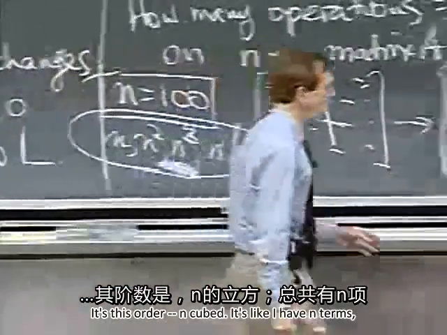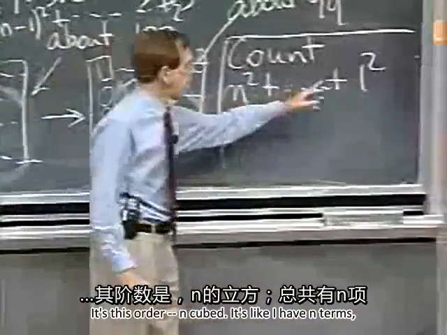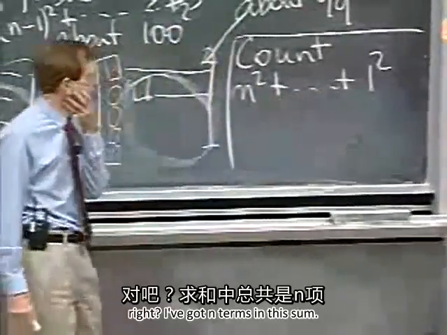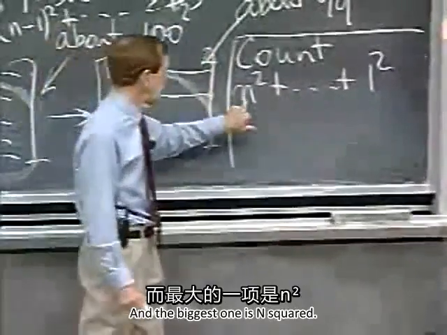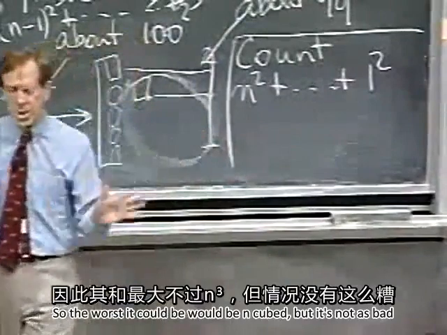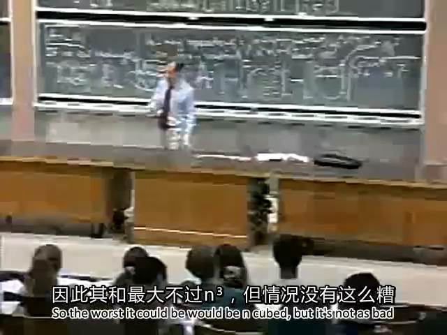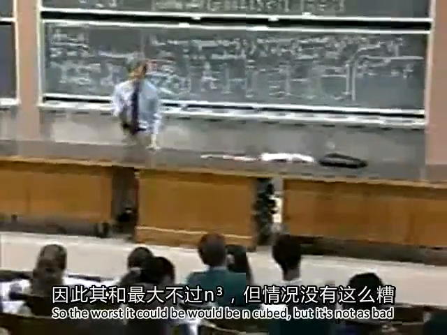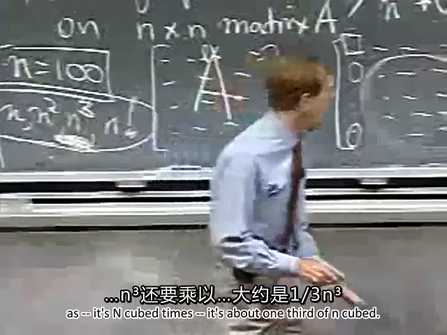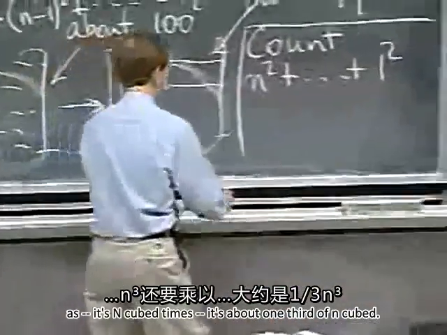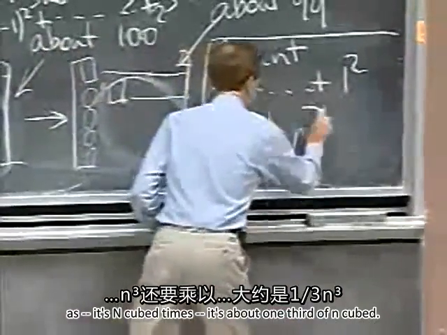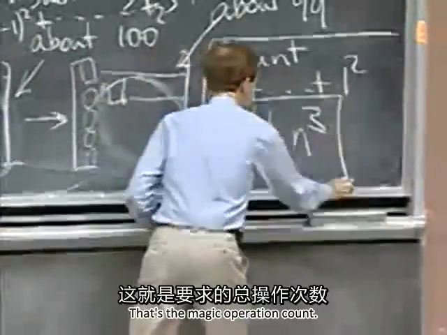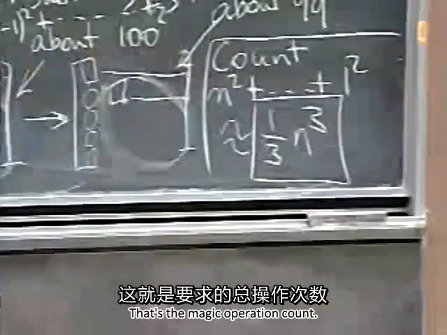It's like I have n terms, right? I've got n terms in this sum, and the biggest one is n squared. So the worst it could be would be n cubed, but it's not as bad as n cubed. It's about 1/3 of n cubed. That's the magic operation test.